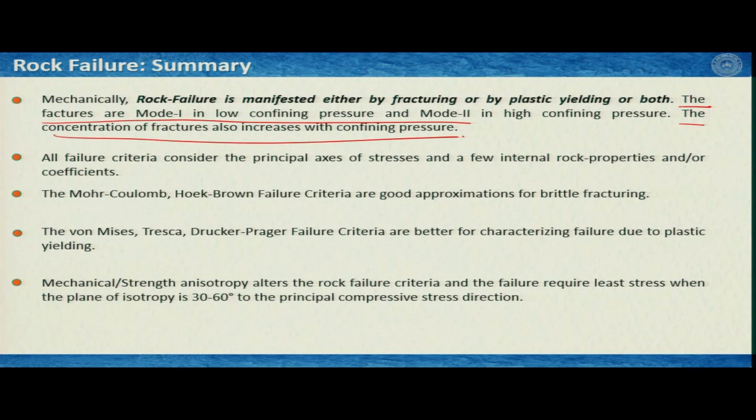All failure criteria consider the principal axes of stresses and a few internal rock properties and/or coefficients. The Mohr-Coulomb and Hoek-Brown failure criteria are good approximations for brittle fracturing, and this is what we have to consider. However, the von Mises, Tresca and other failure criteria are better for characterizing the failure due to plastic yielding. And finally, you have learnt in the last slide that mechanical strength anisotropy alters the rock failure criteria, and the failure requires least stress when the plane of isotropy is around 30 to 60 degrees to the principal compression stress direction.